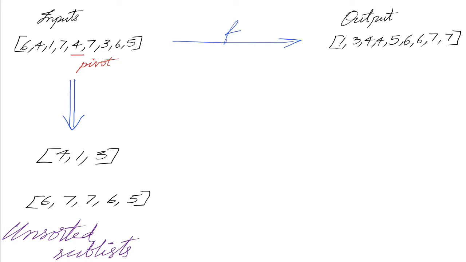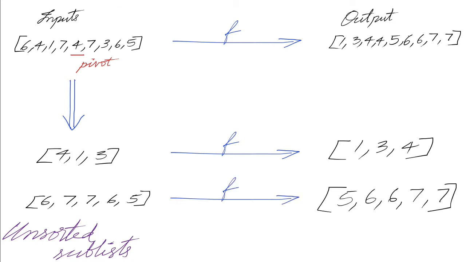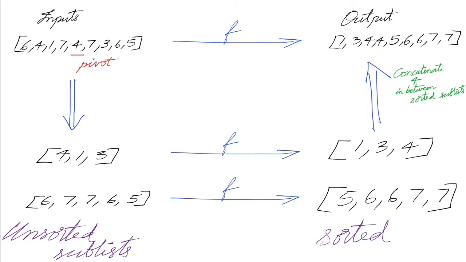So if we sort the first sublist, we get these sorted three elements, and if we sort the second subproblem, we get these elements in sorted order. These are sorted. In the combine step, we have to concatenate the pivot in between the sorted sublists.